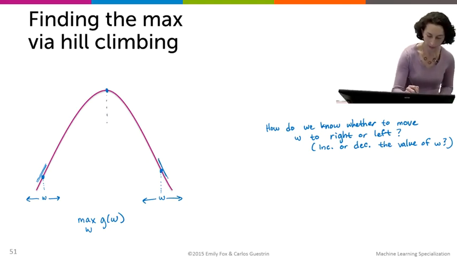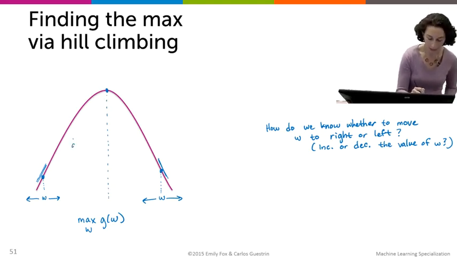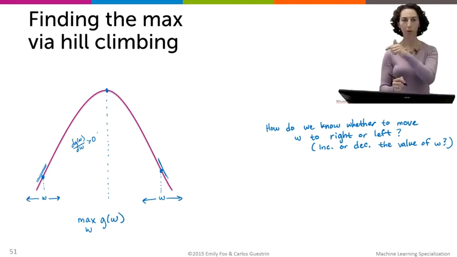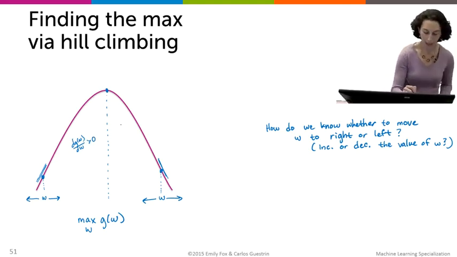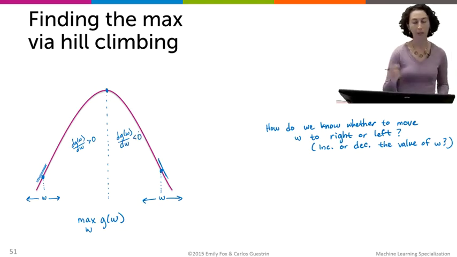So we can actually divide the space where on the left of the optimal, we have that the derivative of g with respect to w is greater than 0. And these are the cases where we're going to want to increase w. And on the right-hand side of the optimum, we have that the derivative of g with respect to w is negative. And these are cases where we're going to want to decrease w.